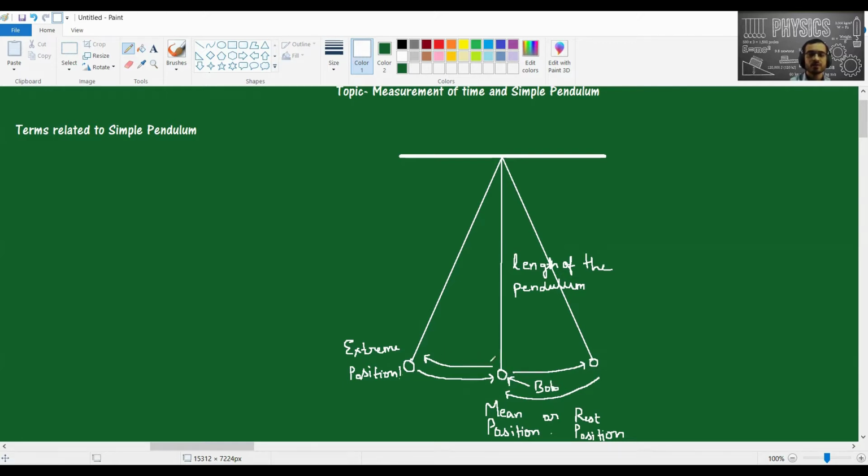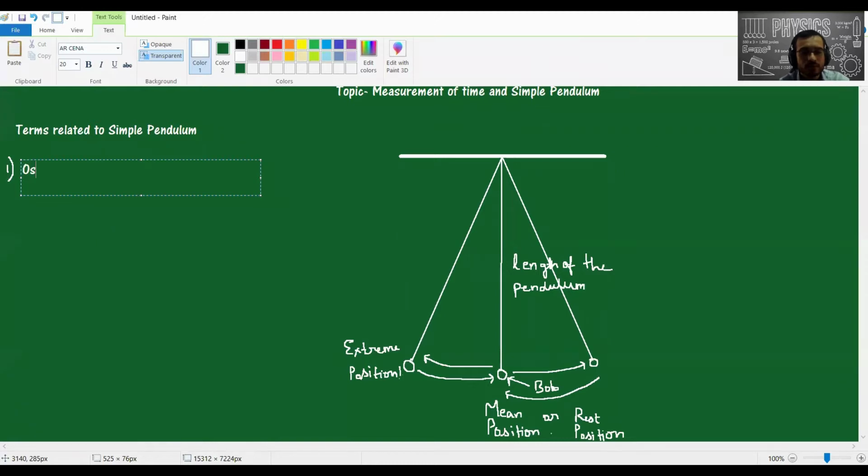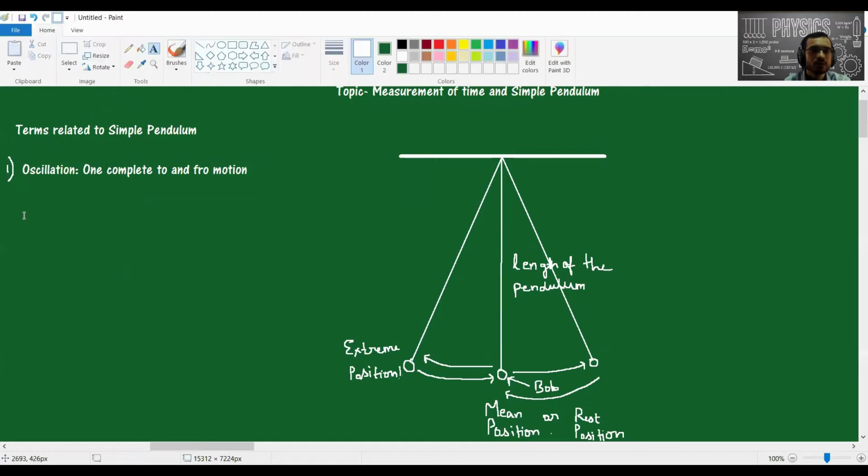It has done one oscillation. So what is one oscillation? One oscillation is one complete to and fro motion. Clear? After this, we will move on to the next topic.